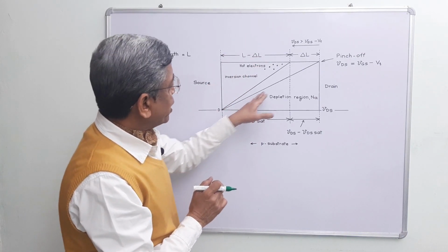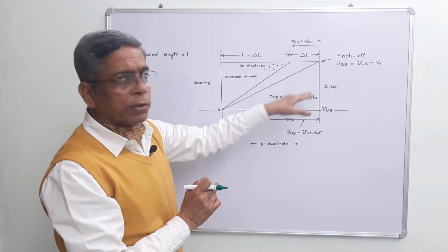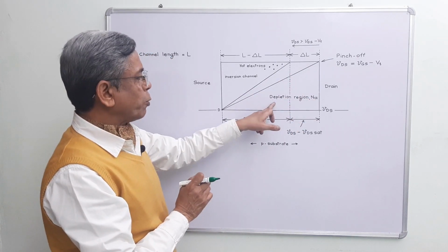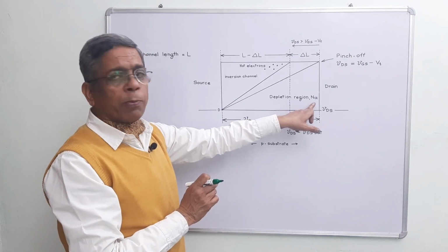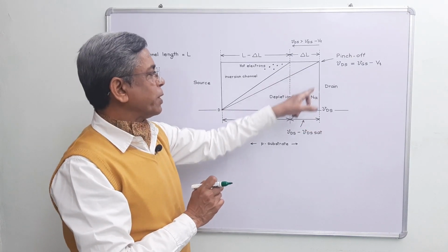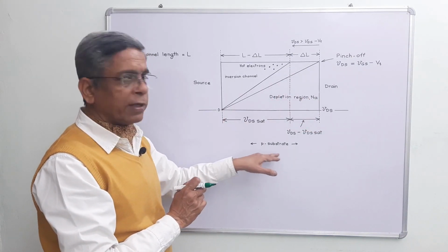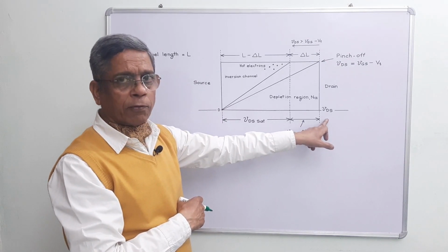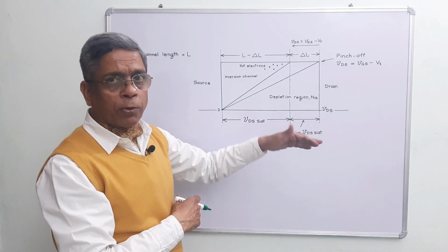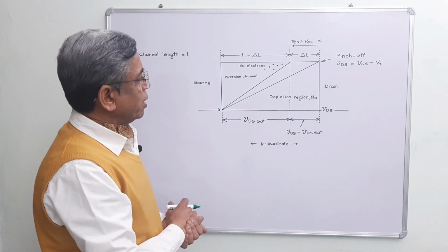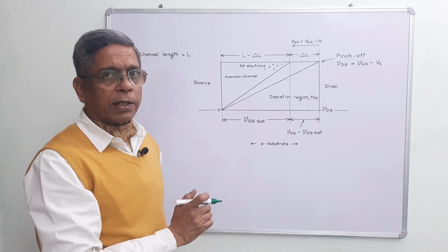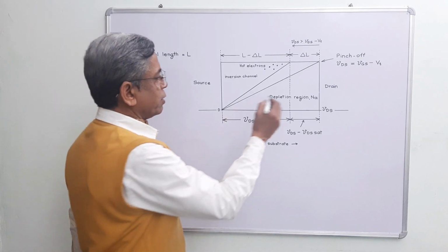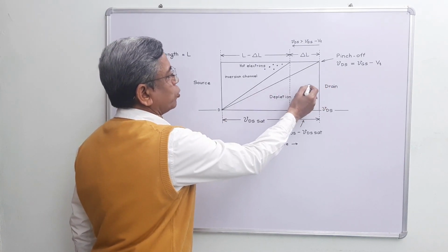And this part where there is no inversion channel is populated by immobile acceptor ions. This is the depletion region, and this is the neutral P-type substrate. Because of the potential difference, we have a longitudinal electric field along the channel, and the direction of the electric field is from drain to source region.